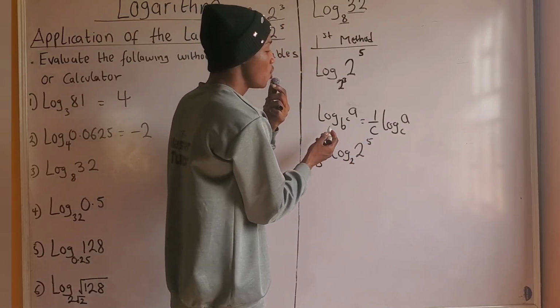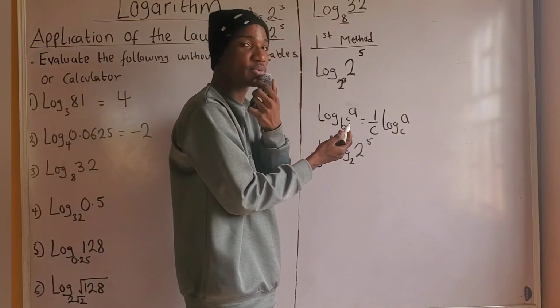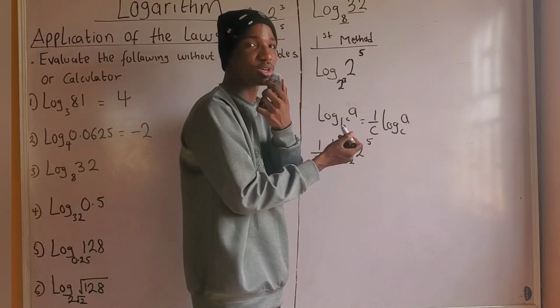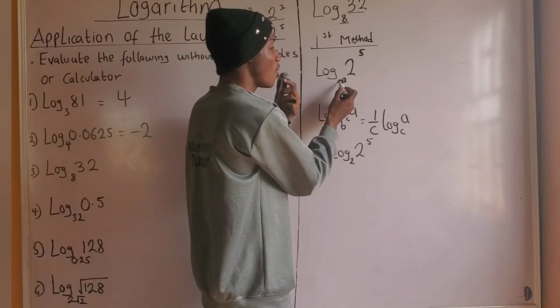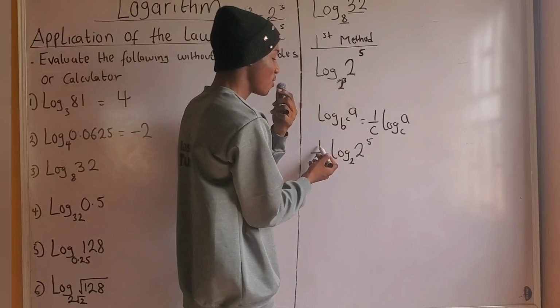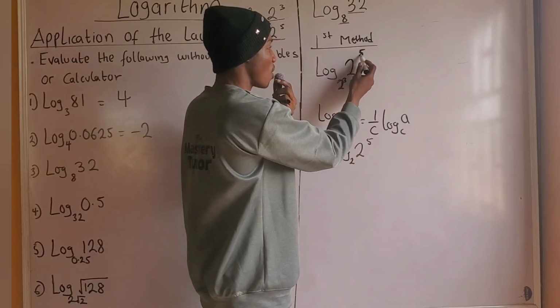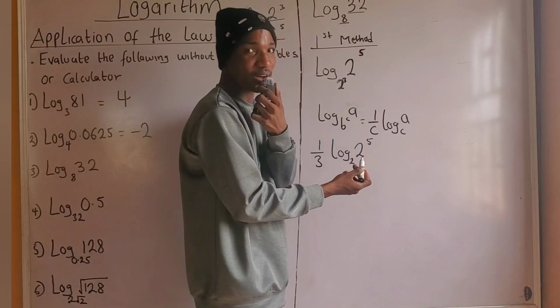That is, when the base of a logarithm has a power, the result will be the inverse of the power multiplied by the log. Do you understand? Now, the power of the base here is 3. So I have 1 over 3 log 2 raised to the power of 5 base 2. Do you get it now?